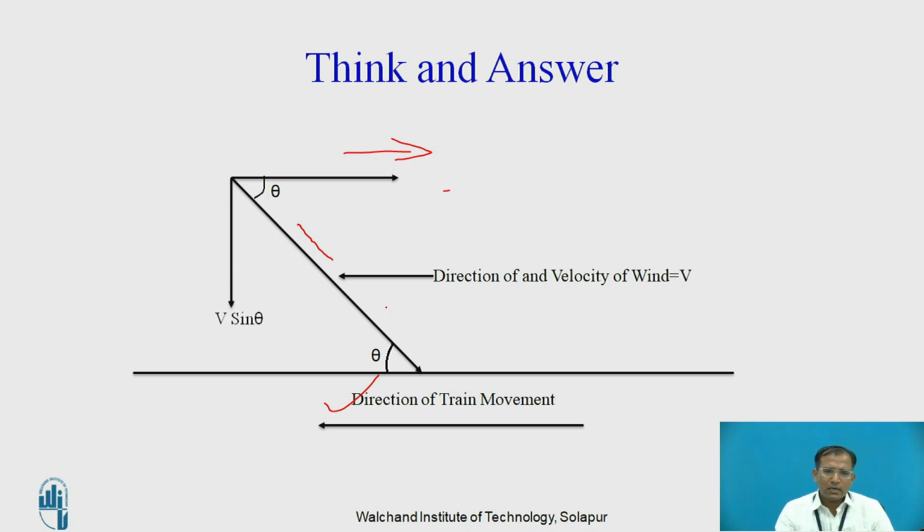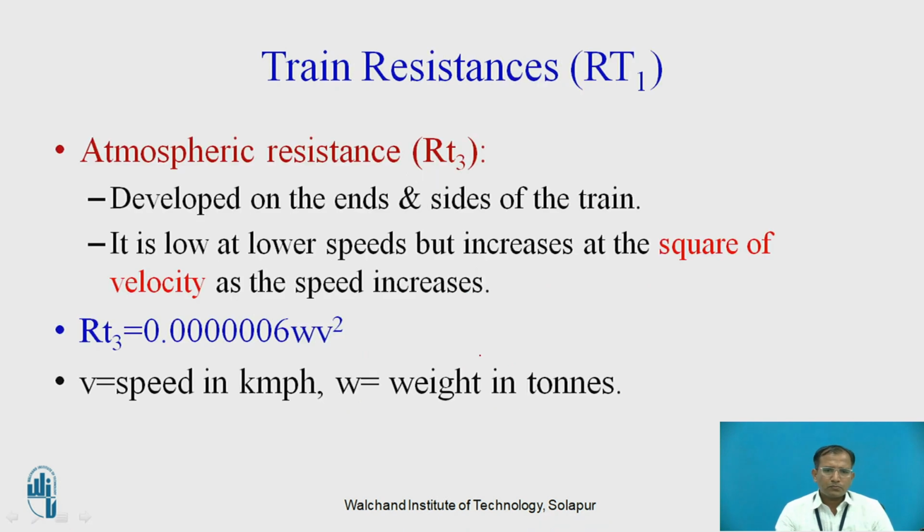The correct answers are: if I resolve the inclined wind velocity, V sin theta is the perpendicular component, and V cos theta is the component opposing the movement. When the train is moving, it is going to have the force of V cos theta.